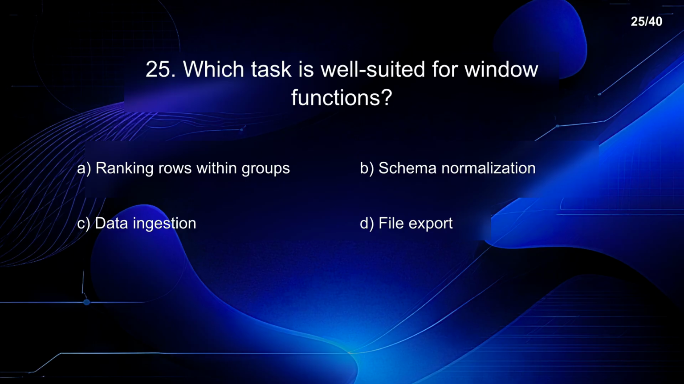25th question. Which task is well suited for window functions? A. Ranking rows within groups. B. Schema normalization. C. Data ingestion. D. File export. Correct answer is A. Ranking rows within groups.